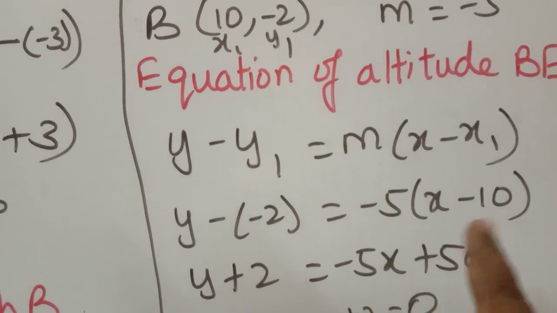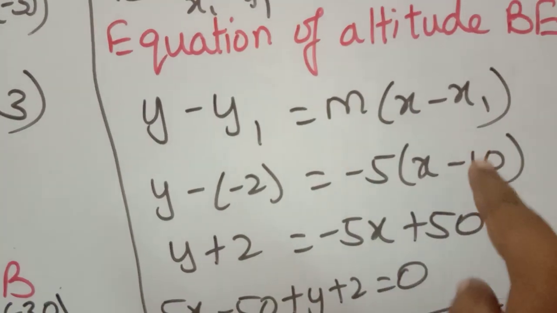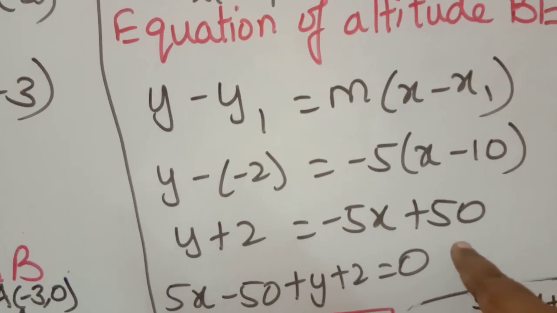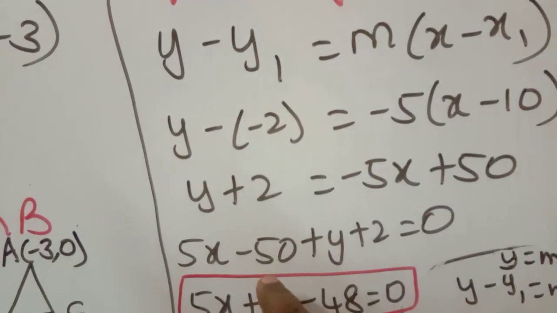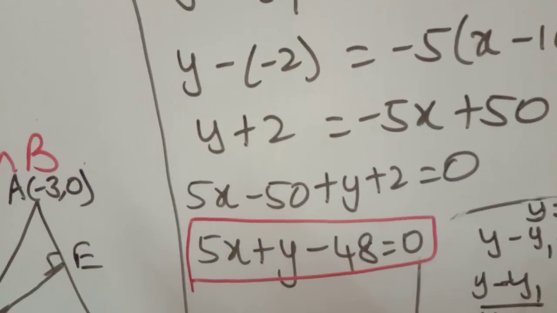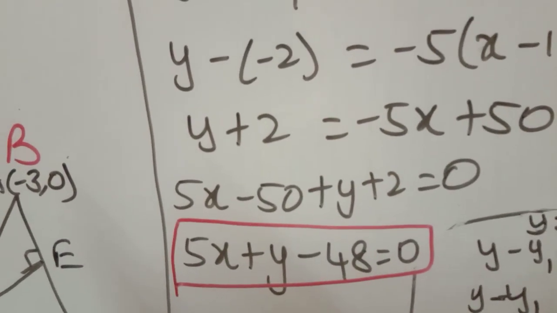Multiply minus 5 in the bracket, minus into minus plus 2. Here minus 5x, minus into minus plus 10. Sorry, 50. Okay, so here again x is negative. So bring these two terms to the left hand side, and the equation of altitude through B is 5x plus y minus 48 is equal to 0.